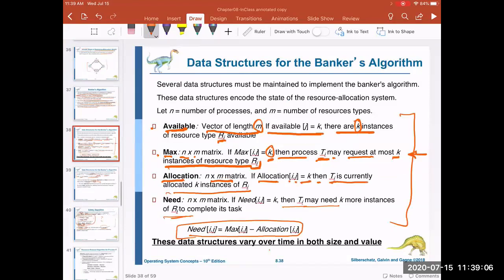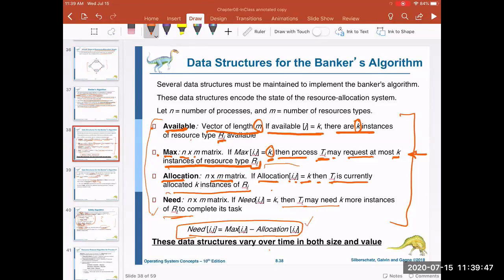We discussed the Banker's algorithm. The Banker's algorithm requires these data structures: available, max, allocation, and need. Available is how many instances of the resources are available. Then max is the maximum need. Whenever a process enters the queue, it has to declare how many instances of a particular resource it will require at maximum. Then allocation is how many are allocated, and need we calculate.